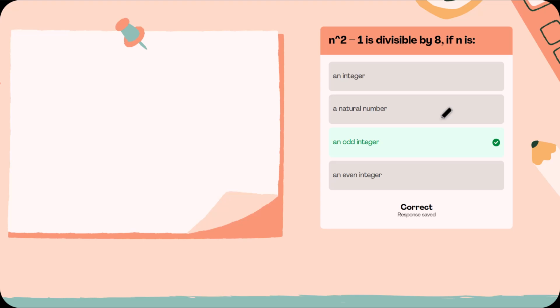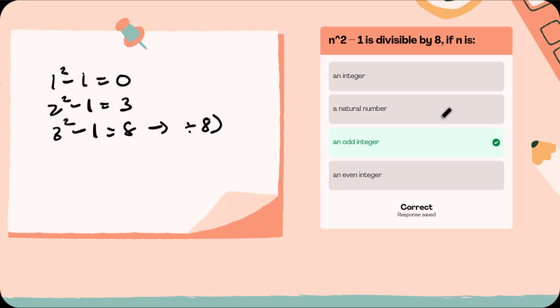n square minus 1 is divisible by 8 if n is what? Very simple question. You can try with different values. 1 square minus 1 will become 0. 2 square minus 1, what is your answer? It will become 4 minus 1, 3, right? 3 square minus 1 will become 8. So here it is divisible by 8, right? Now we try with 4. 4 square minus 1, how much is the answer? 16 minus 1, 15, right?